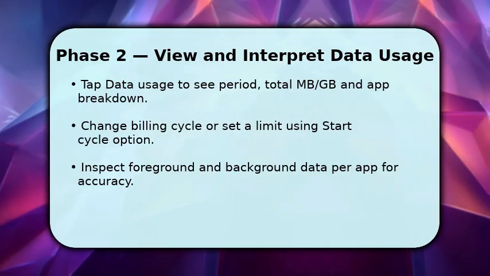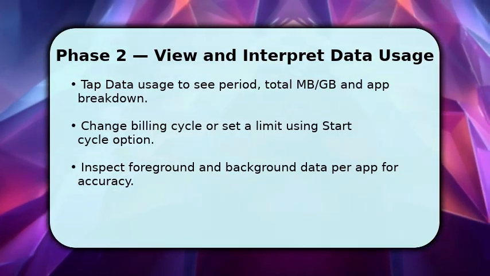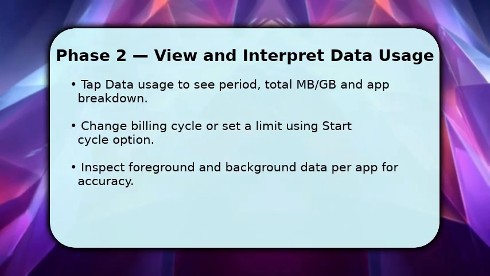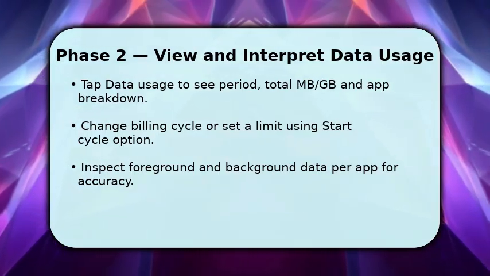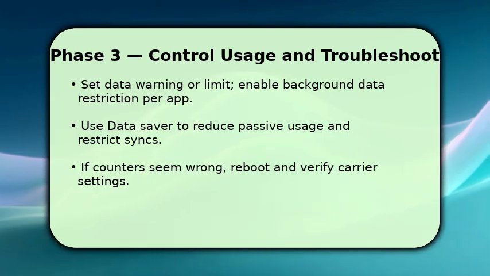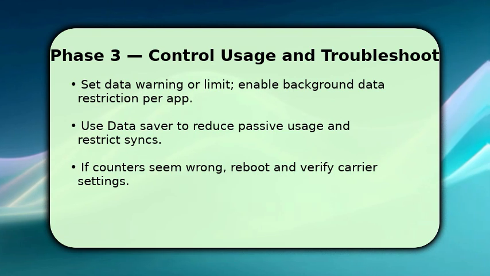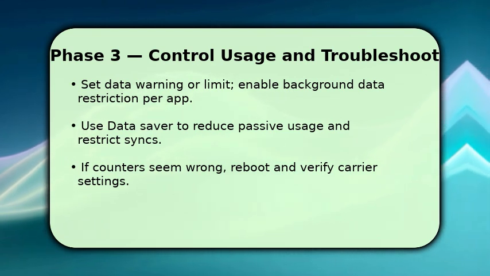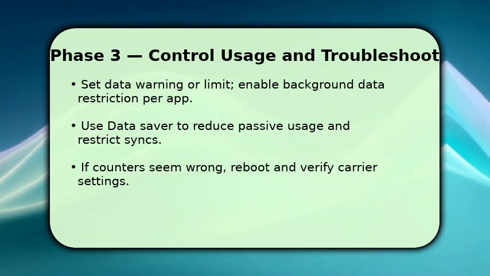Make sure to check both foreground and background columns, because background activity often explains unexpected consumption. To finish, set a data warning or hard limit to prevent overages. Apply background data restriction for greedy apps to stop silent drains. Turn on Data Saver to restrict non-essential background traffic.